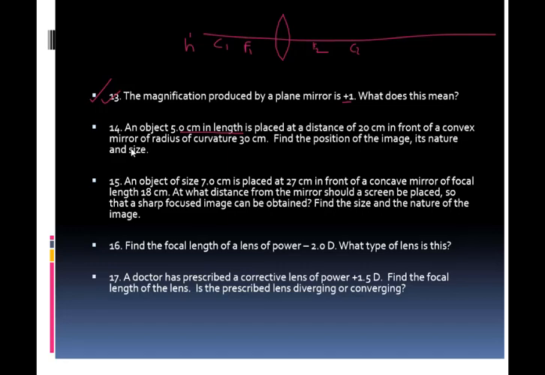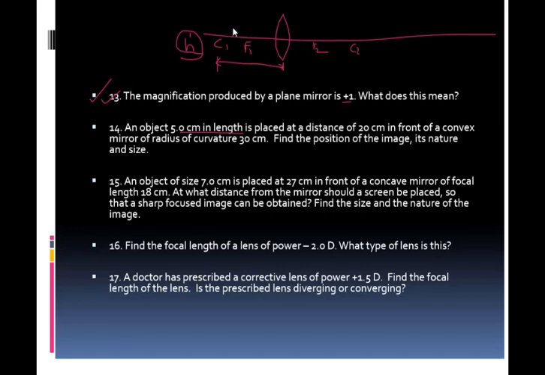Okay. So an object 5 centimeter in height is placed at a distance of 20 centimeter in front of a convex mirror of radius of curvature 30. Here radius of curvature means this distance is 30. If this distance is 30, focus being half of this distance, it is 15.